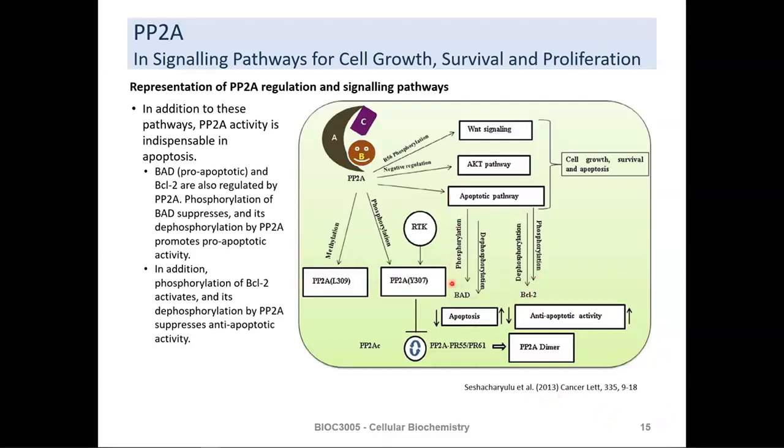Phosphorylation of BAD suppresses it, and dephosphorylation by PP2A will promote its pro-apoptotic activity. Where we have phosphorylation of BCL2, it becomes active, and its dephosphorylation facilitated by PP2A suppresses its anti-apoptotic activity.